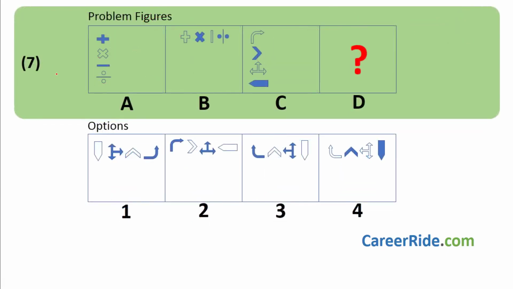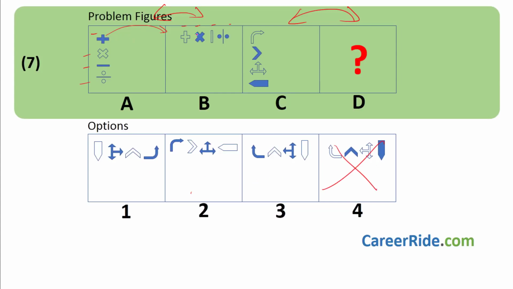Question number 7. Again over here let us see what the elements are. Plus, multiplication, minus, division, plus, multiplication, minus. Elements are same. We have to find the relation between these two, so that we will get the relation between these two. Now over here we see what is the small change? Color gets inverted. So here also color should get inverted. So here it is transparent. So dark, dark, dark. So these 3 are the options. This is not the option. Now which one of the 3?